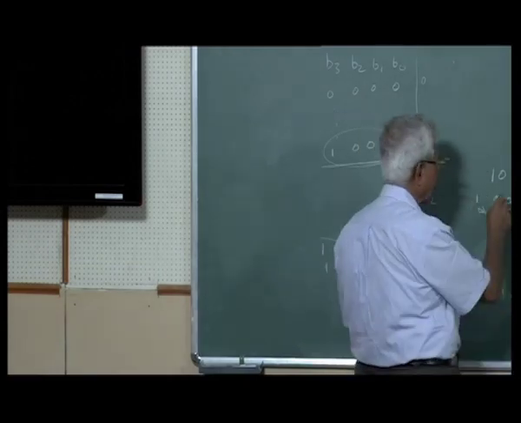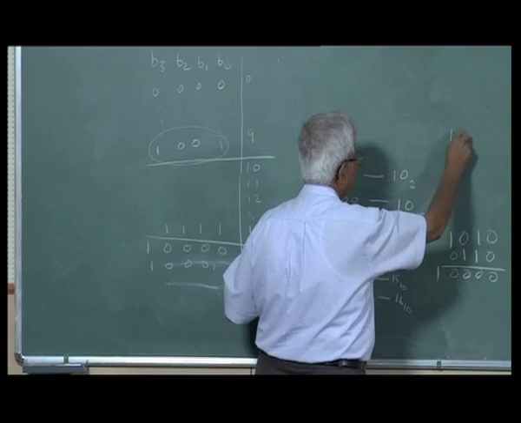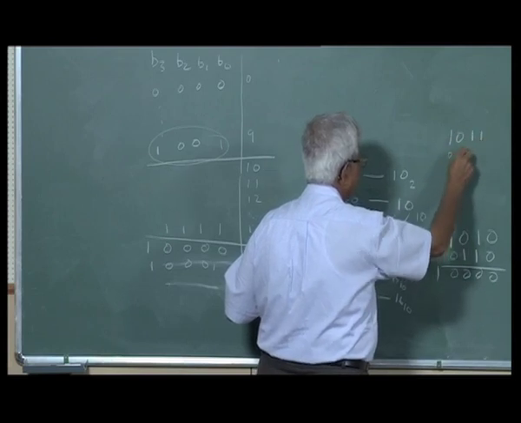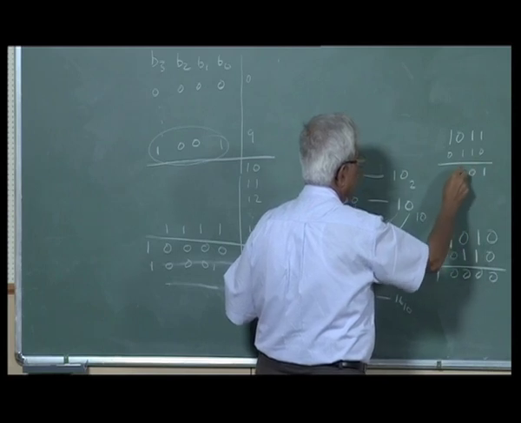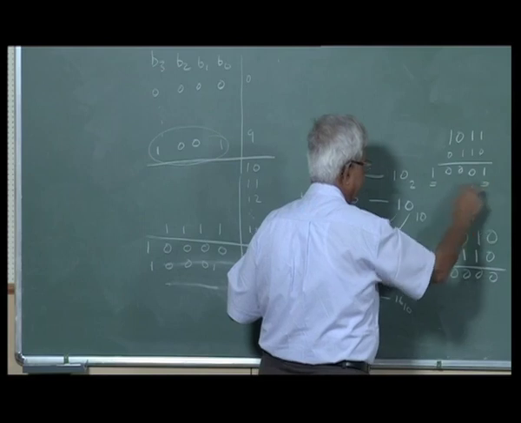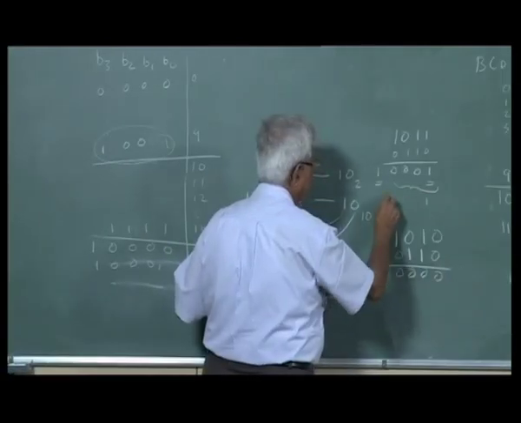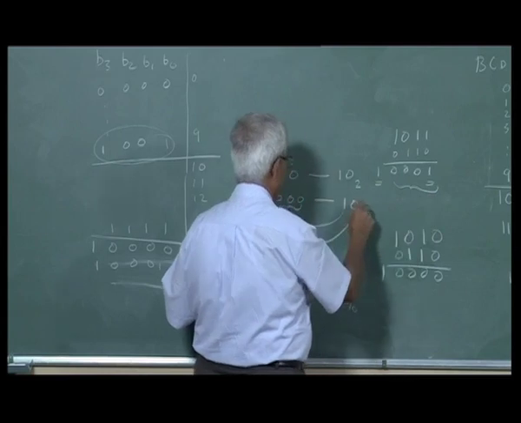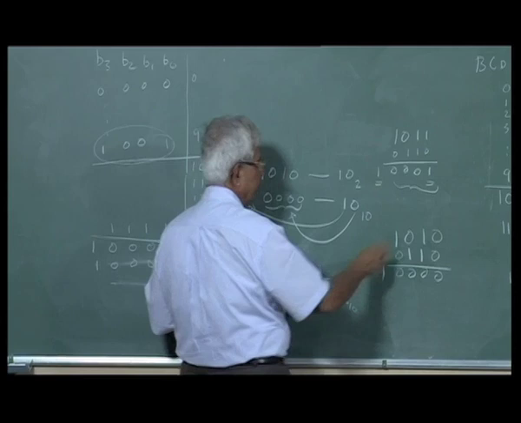Now the next number will be 1011, that is 11. Add 6 to it, this is 17. So this is 1010, which is 10, so this will be 16, and this becomes 17.